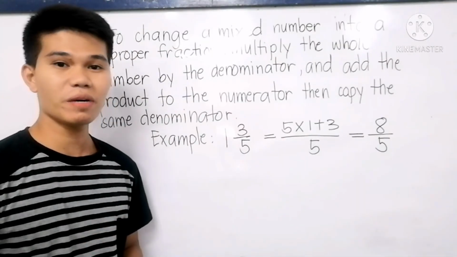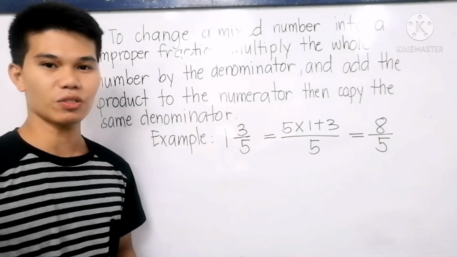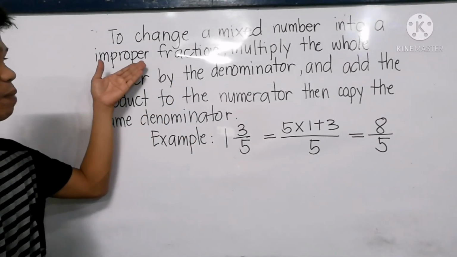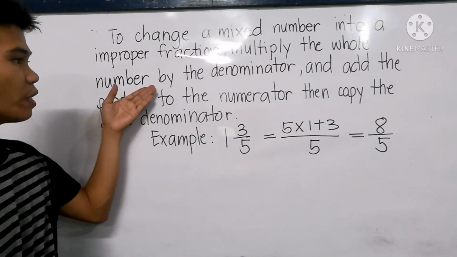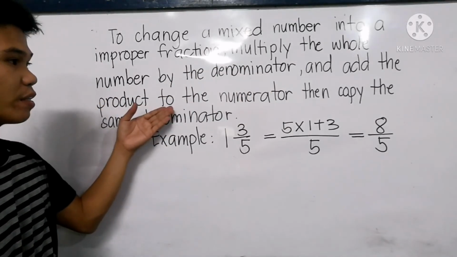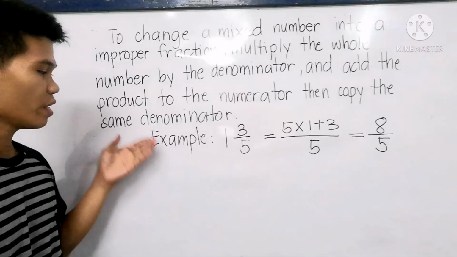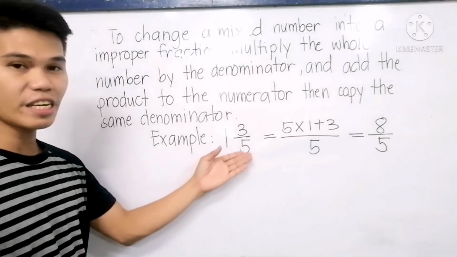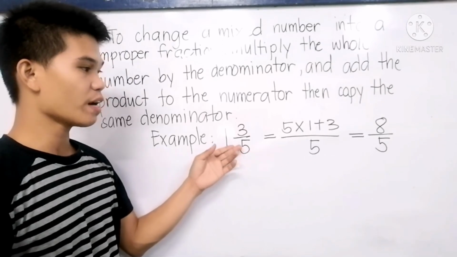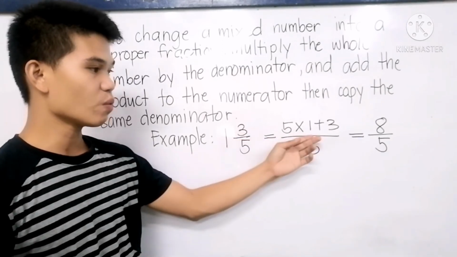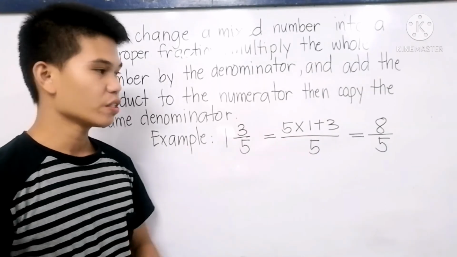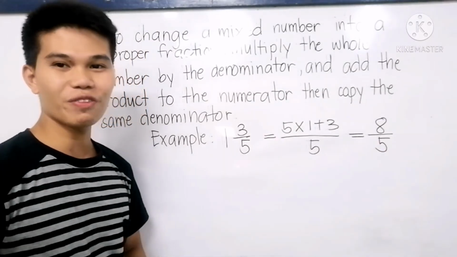How about changing mixed fractions into improper fractions? To change a mixed number into an improper fraction, multiply the whole number by the denominator and add the product to the numerator, then copy the same denominator. Example, 1 and 3/5 is equal to 5 times 1 is equal to 5, plus 3 is equal to 8. Then copy the denominator. So this will become 8 over 5.